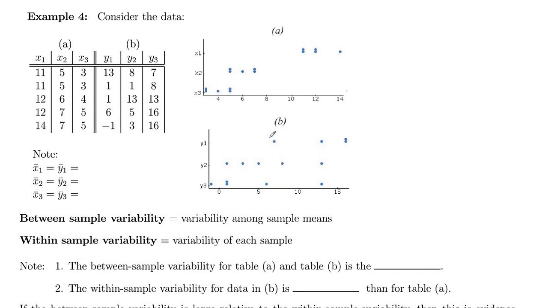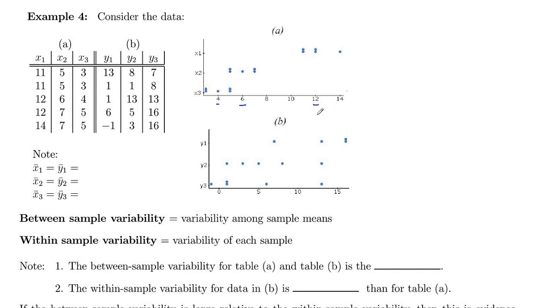So in this first data set here, you can see the middle of the X3 data is at about 4. The center of the X2 data here looks to be at about 6, and then the center of the X1 data looks to be up here close to approximately 12.